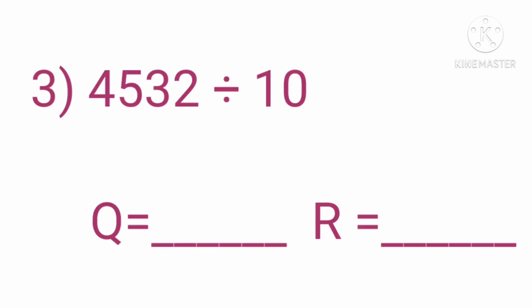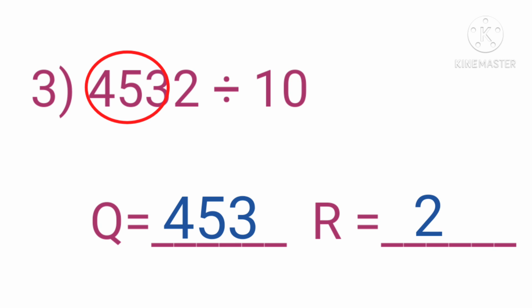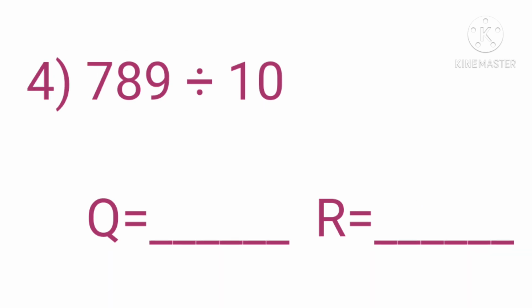Next, 4532 divided by 10. The digit in the ones place is 2. So the remainder is 2. And the other digits 4, 5 and 3 make up the quotient 453. 789 divided by 10. Here the digit in the ones place is 9. So the remainder is 9. And the rest of the digits 7 and 8 make up the quotient 78.